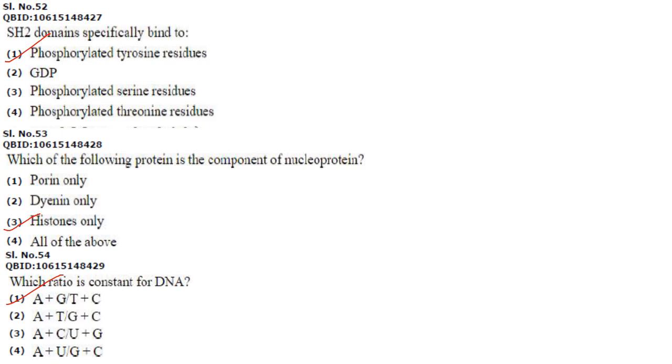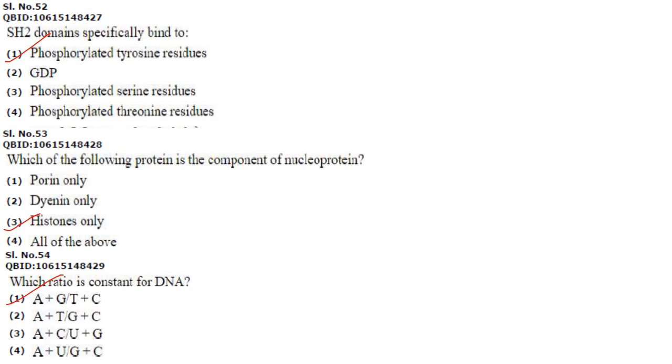Then next one, which of the following is the component of nucleoprotein? So nucleoproteins are conjugated proteins and consist of proteins linked to nucleic acids, that is either DNA or RNA, and the protein which is combined with DNA is nothing but your histones or protamines. So which of the following proteins is a component of nucleoprotein? It is your histones. Answer is option 3.